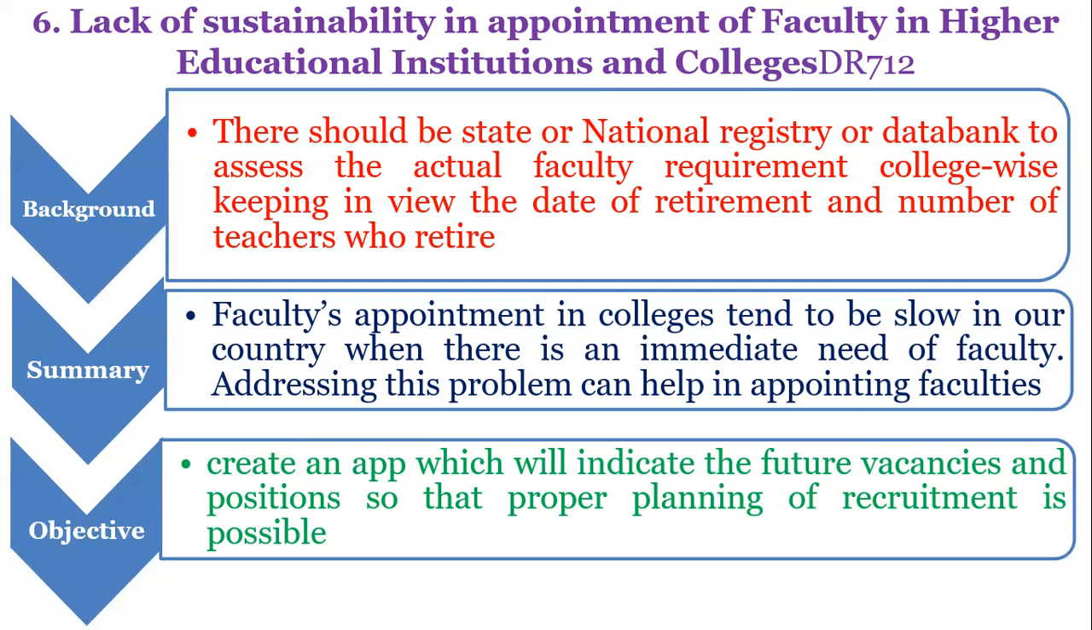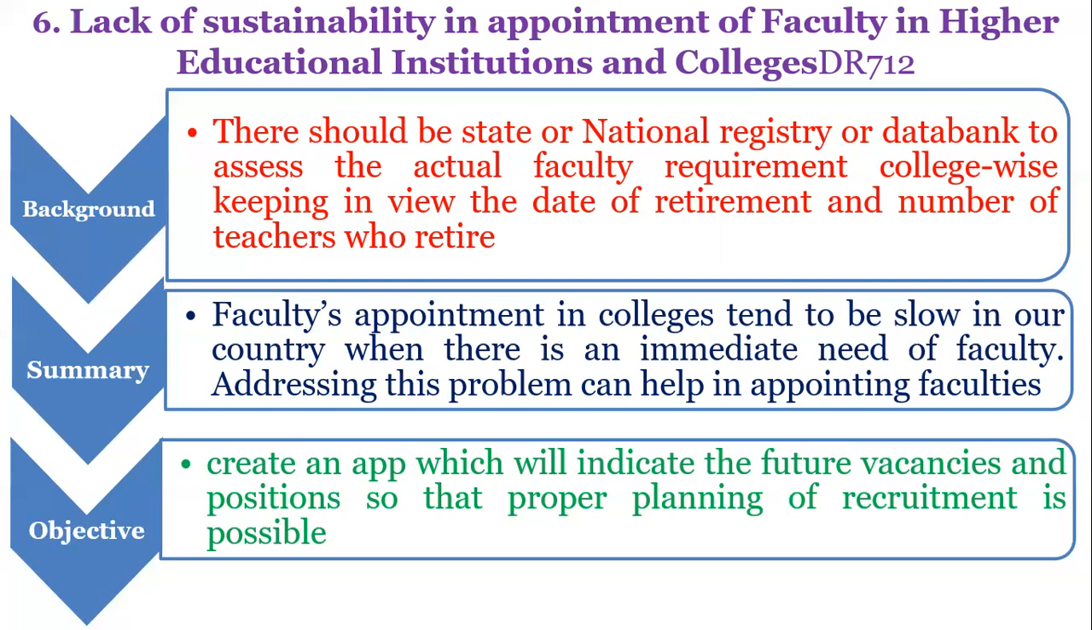Standard of education in India cannot be improved unless we fill all the vacancies of faculty every year, selecting suitable candidates. So in summary, faculty appointment in colleges tends to be slow in our country when there is an immediate need for faculty. This happens because on such short notice, it is impossible to get the best faculty for the college. This problem makes the students victims, where they lag behind in their academics. Addressing this problem can help in appointing faculty through a very robust process. The objective of the problem is to create an app which will indicate the future vacancies and positions so that proper planning of recruitment is possible.